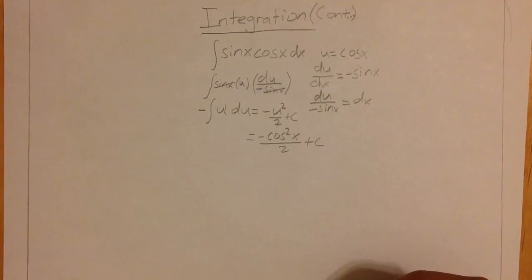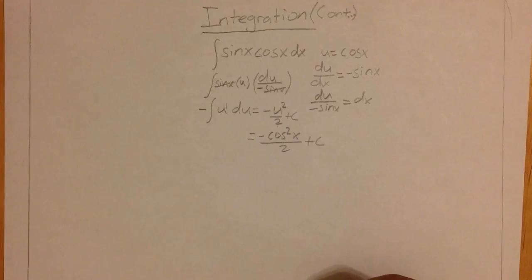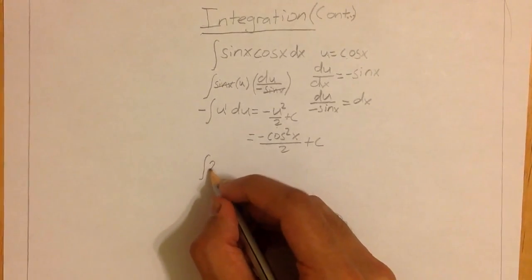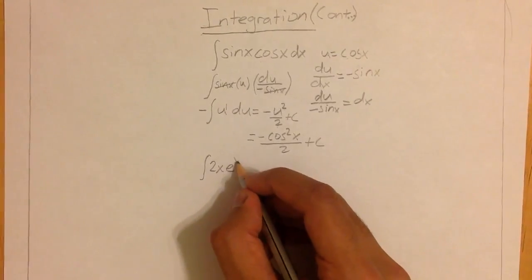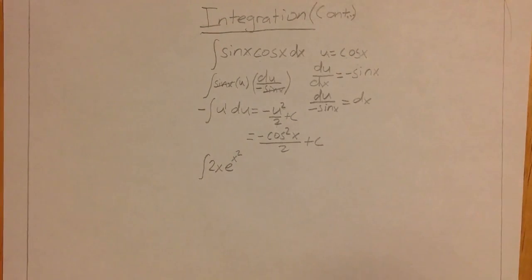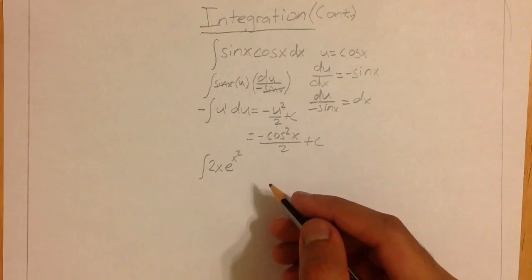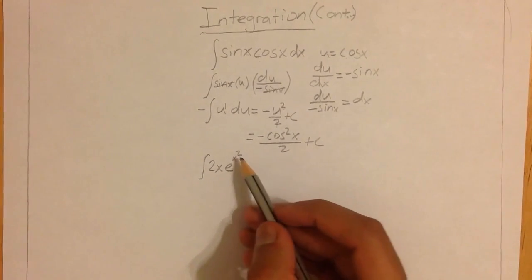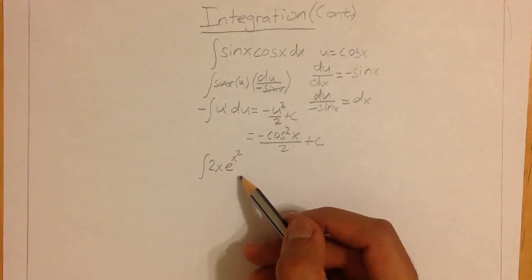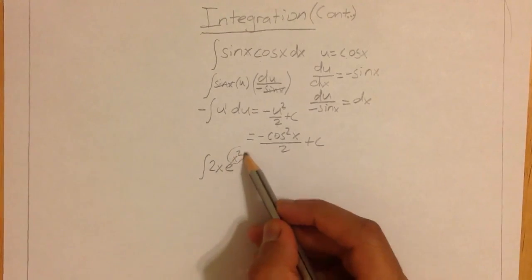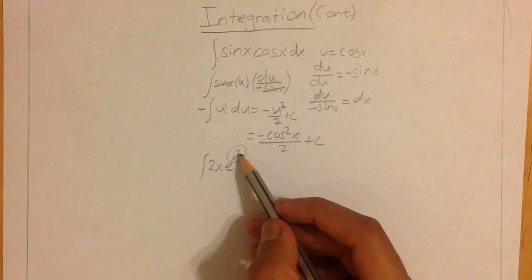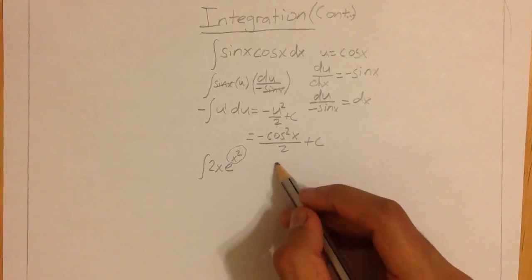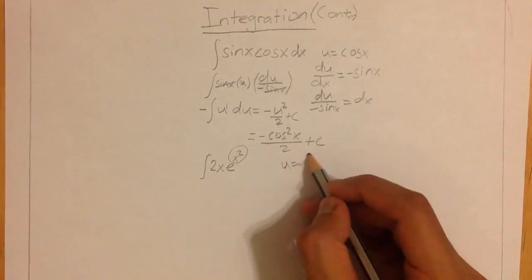Let's look at another example of integration using u substitution. And let's take the function that we looked at earlier, 2x e to the x squared. Now when trying to find out what to set u equal to, see if you can find some part of the function whose derivative is another part of the function. So let's take this part up here, x squared. The derivative of x squared is 2x, which is part of our function. So we can set u equal to x squared.